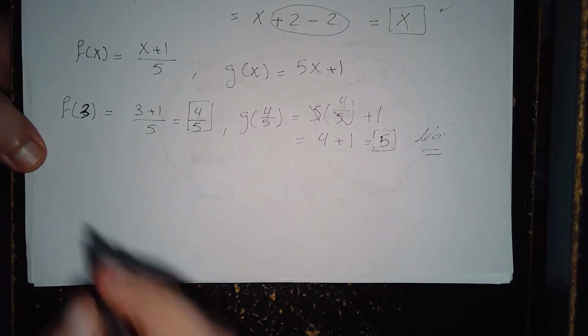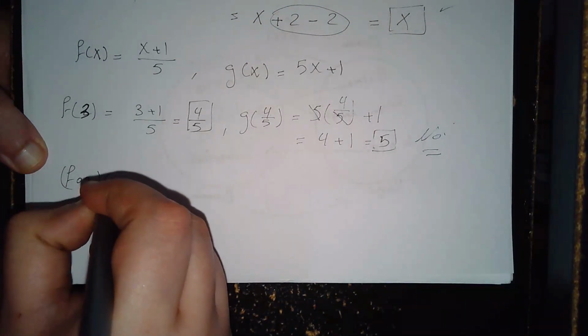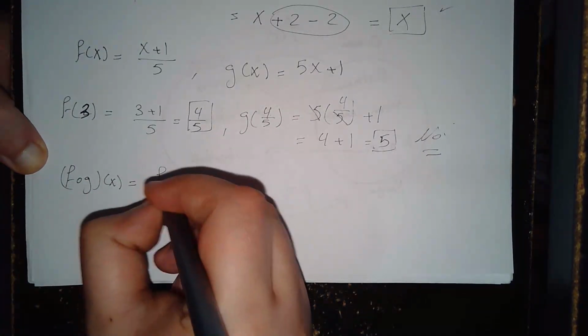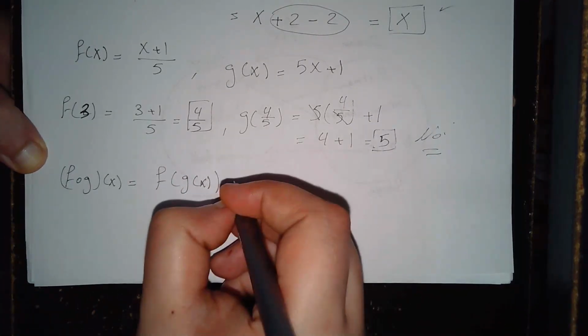Now let's try using the whole function as a plug-in. The composition between the two: f of g of x equals.